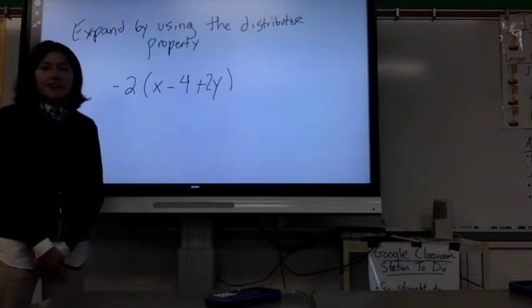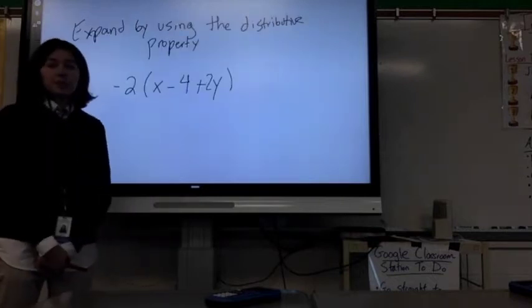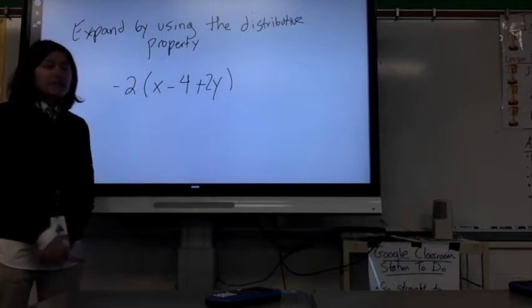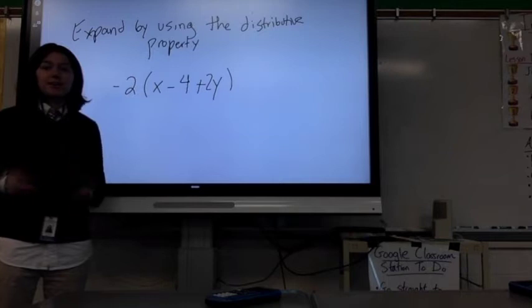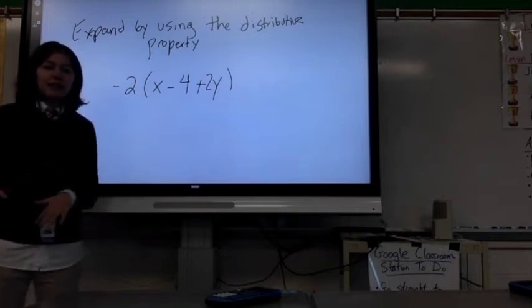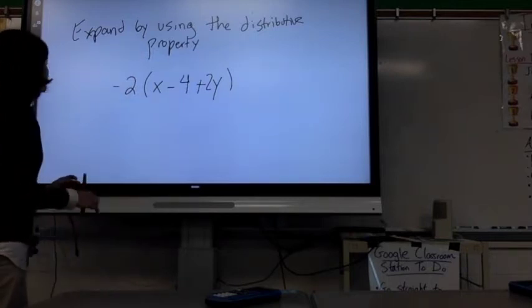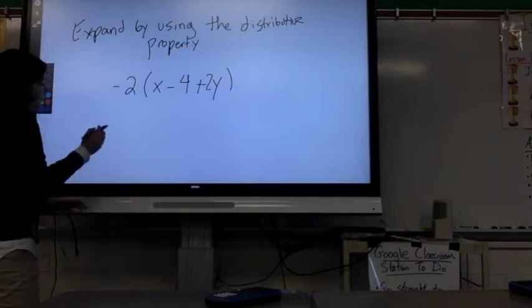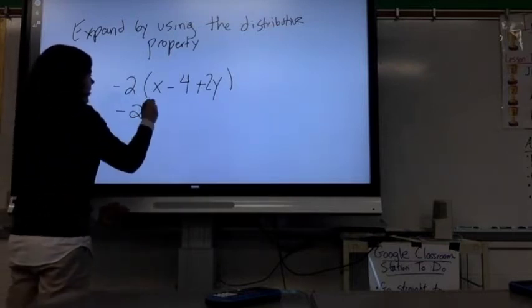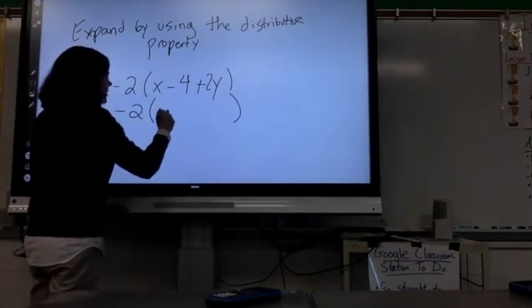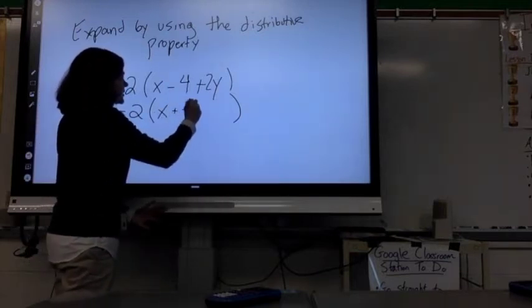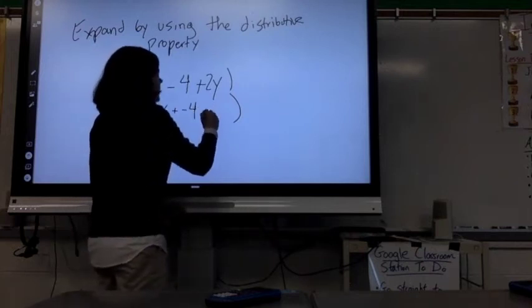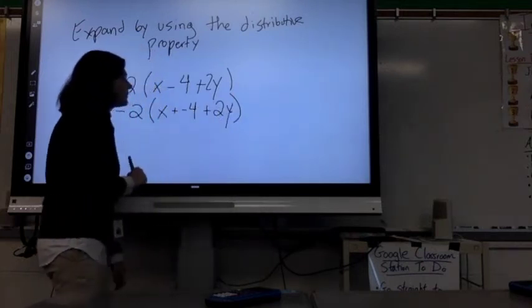All right, next we have expanding using the distributive property. So first step, just like for combining like terms, anytime we see subtraction, we're going to rewrite that as addition, so we don't make any mistakes with the negative signs. So here, I have negative 2, and then within parentheses, I have x minus 4. So I'm going to rewrite that as plus negative 4. And then I have plus 2y, which is great. Already addition, so nothing to change.